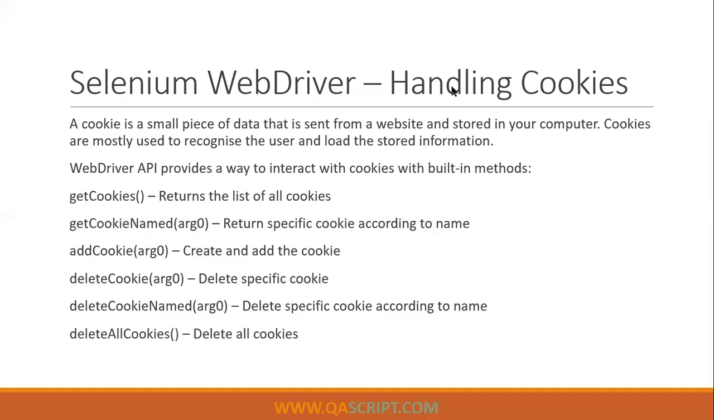In this section, we are going to look at how we can handle cookies using Selenium WebDriver. Now, firstly, what is a cookie? It's a small piece of data which is sent from a website and stored in a computer. Cookies are mostly used to recognize the user and load the stored information. Now, what's the advantage? Using cookies, your applications will respond faster because they already have that information and they don't need to request it from the server. So that's the advantage of cookies.